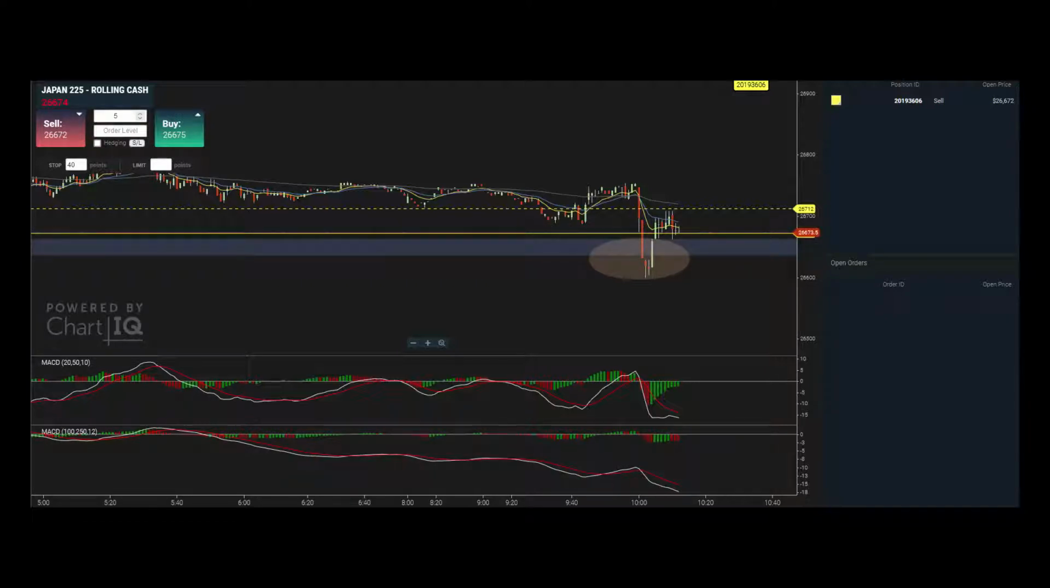So I did get short on that first pullback, and I was looking for that to extend back down into the lows at the very least and see if it can push down lower. We'll see how that goes. We'll just fast forward a bit and then we'll talk through more.